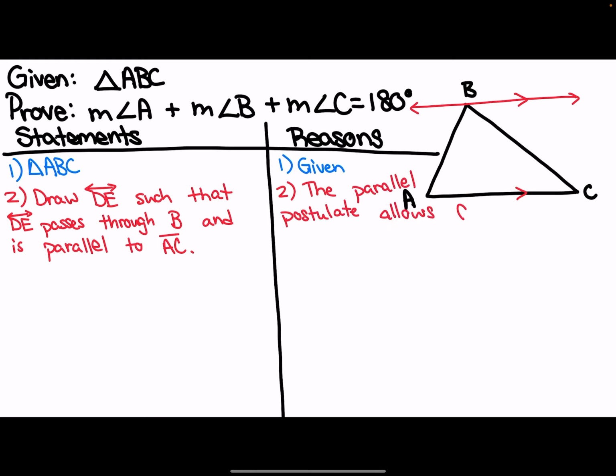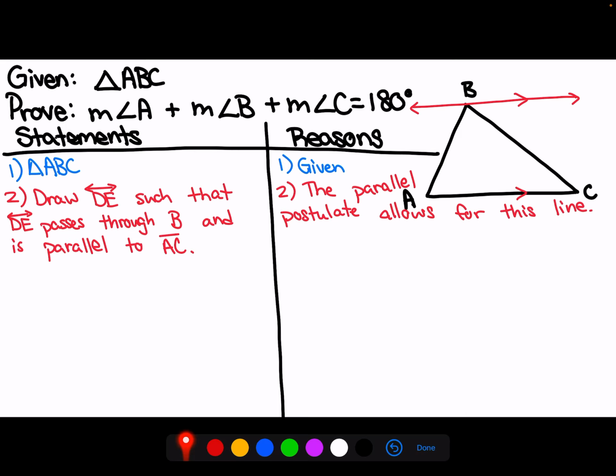We talked about this a couple weeks back. The parallel postulate says that if I have a line and a point that is not on that line, then there's only one other line that will go through that point and still be parallel to the original line. So therefore, that's why we can create this line, the parallel postulate. Now that we have that line created, we can go ahead and label these as angle 1, 2, and 3.